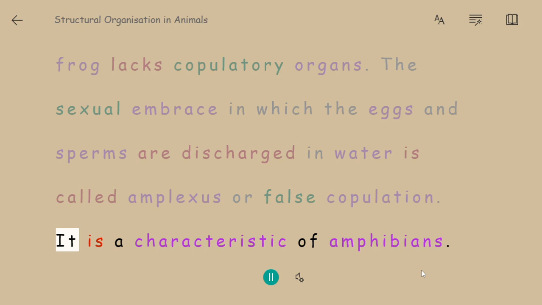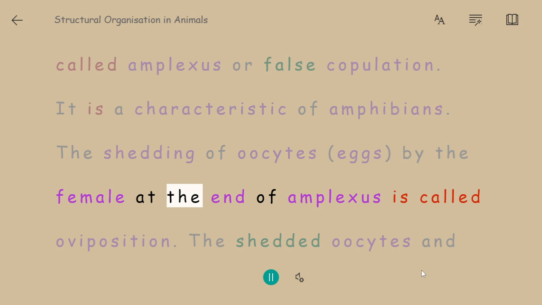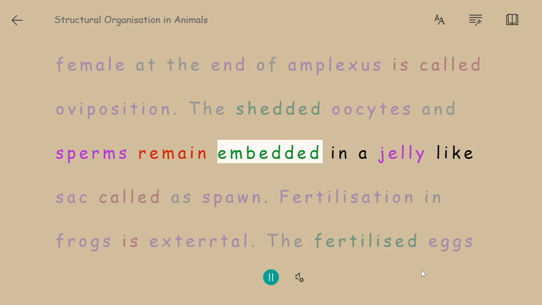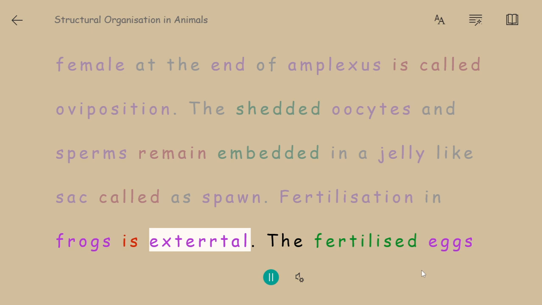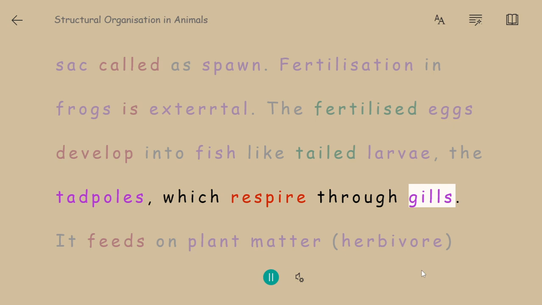The shedding of oocytes, eggs, by the female at the end of amplexus is called oviposition. The shed oocytes and sperms remain embedded in a jelly-like sac called spawn. Fertilization in frogs is external. The fertilized eggs develop into fish-like tailed larvae, the tadpoles, which respire through gills. It feeds on plant matter, herbivore, and gradually develops into adult frog.